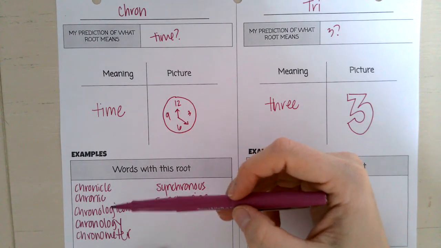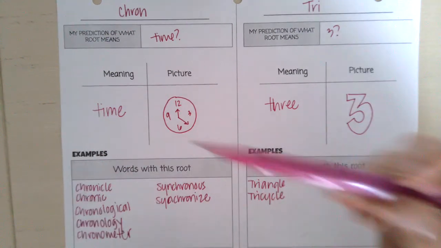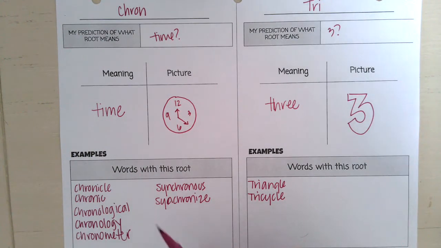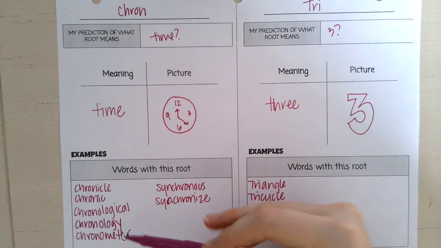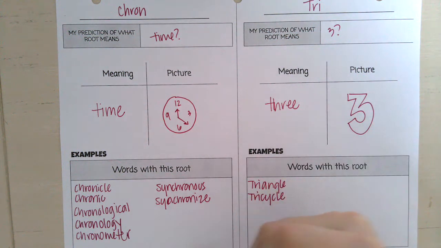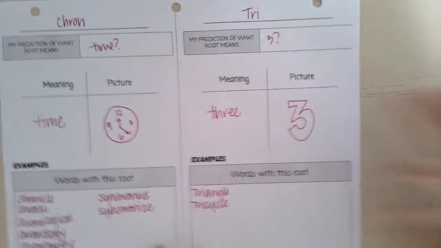Chronicle means time, order, or events in time. Chronic is a long time. Chronological is time, order, sequence. Chronology is the study of time. Chronometer means measurement of time, and synchronized means at the same time. So that definitely makes sense.